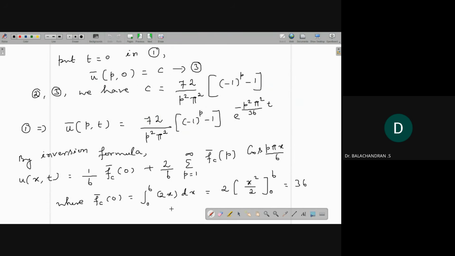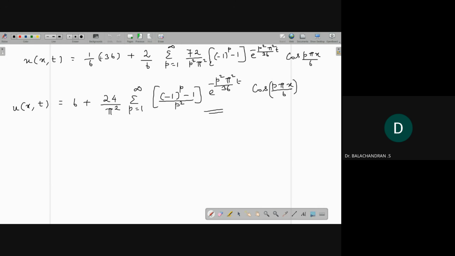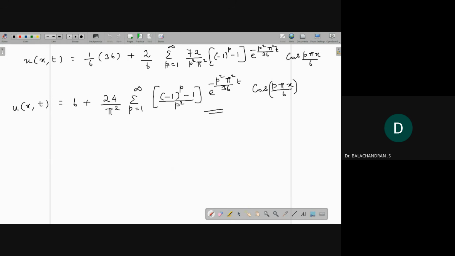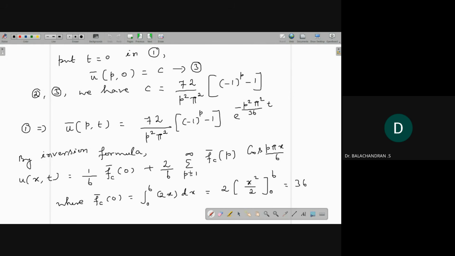Into dx. Now take 2 outside the integral. If you integrate x dx, you'll get x square by 2. The limit is from 0 to 6. So 2 gets cancelled, 36 minus 0 is 36. So instead of fc bar of 0, you can substitute 36. So 36 by 6 is 6. So 6 plus 1 by 3, next step. 1 by 6 into 36 plus 2 by 6, summation p equal to 1 to infinity, and then fc bar of p.